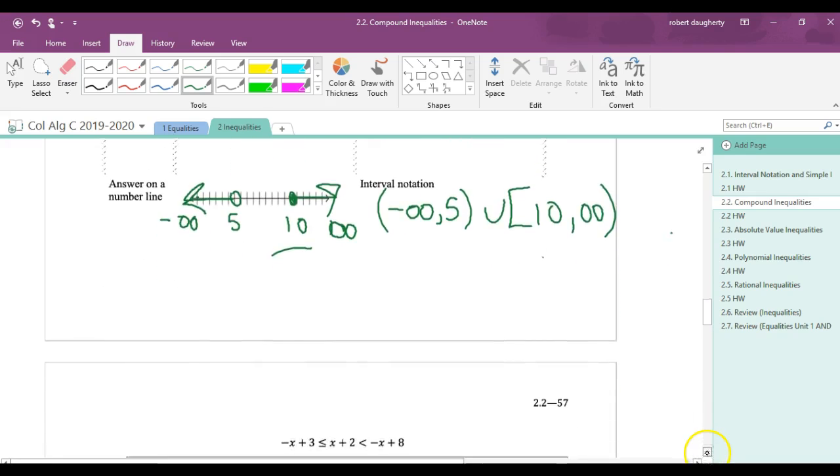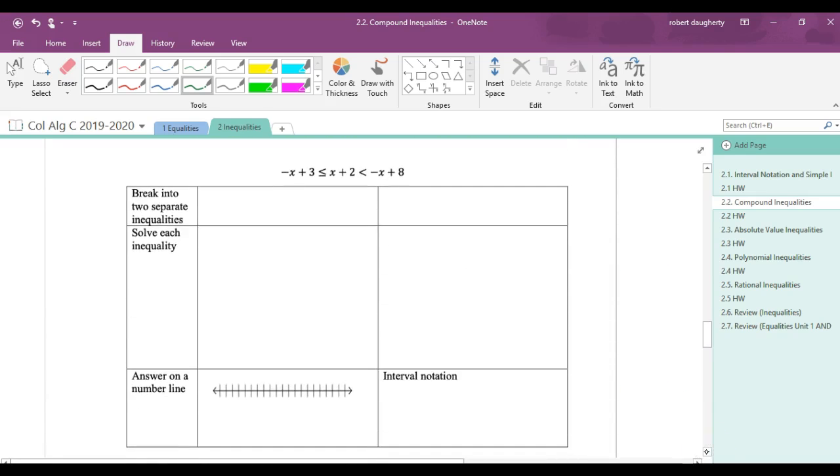Okay, let's look at the next one here. I want to break it into two separate problems, okay? So the first problem is what? Negative x plus 3 less than or equal to x plus 2. What's the second problem? X plus 2 less than negative x plus 8, okay?